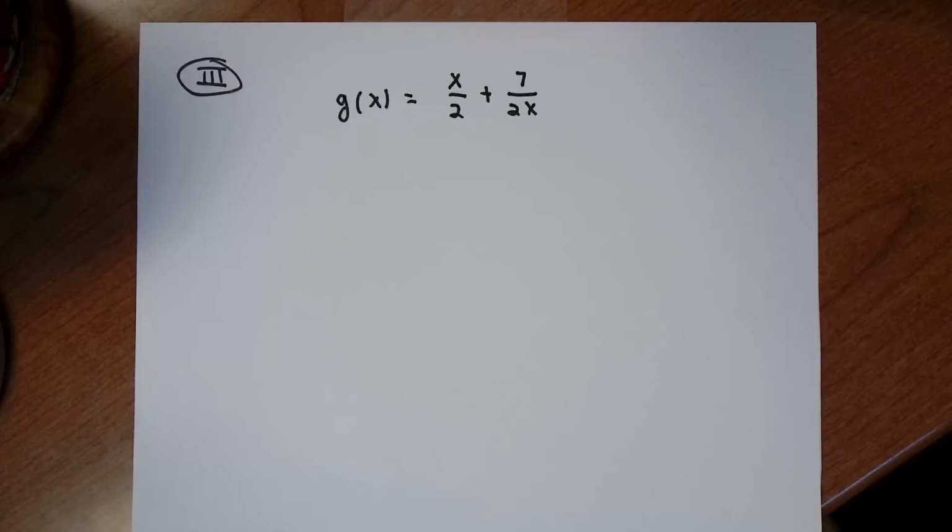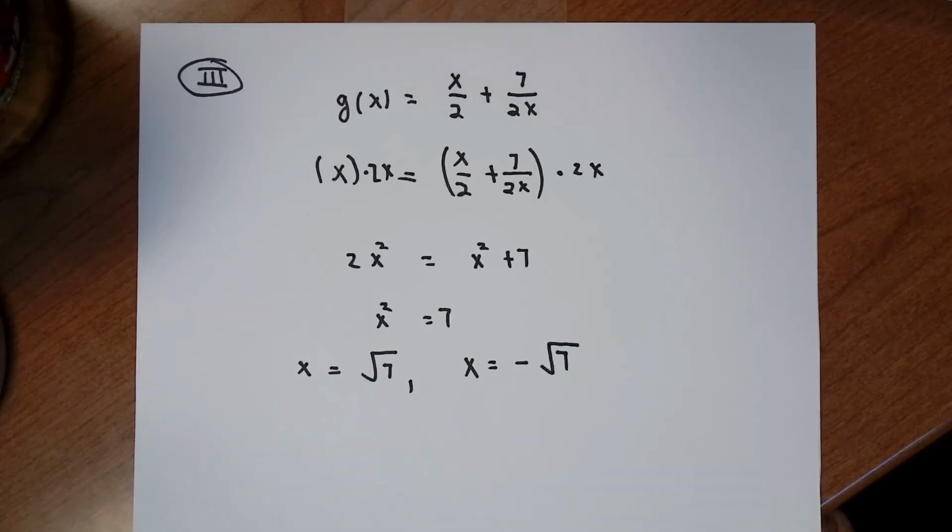My third example will be g of x equals x over 2 plus 7 over 2x. As before, let's see if this function has any fixed points. It's easily seen that this third g function, once again, has two fixed points. One is radical 7, the other negative radical 7. I've carefully rigged this up so that this happens. All three functions have fixed points at the same places.